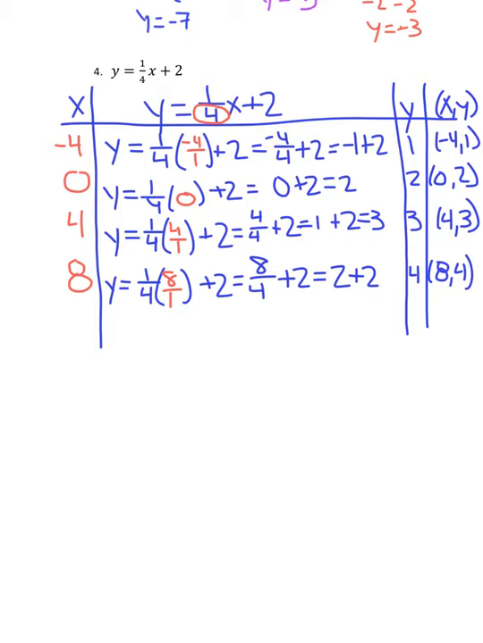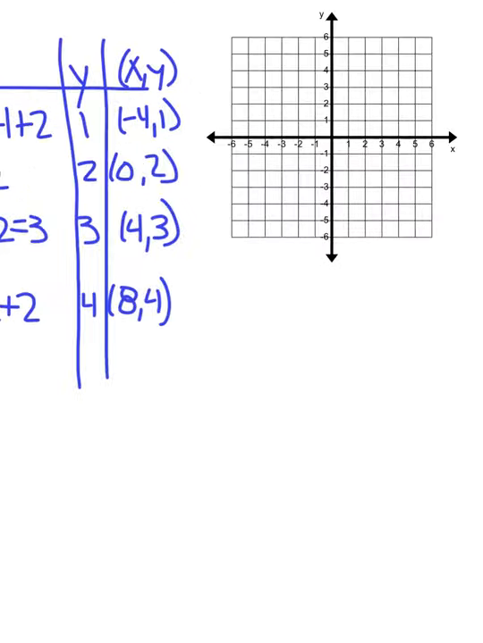So there we go. Now we've got 4 x inputs, 4 y outputs. Because we picked multiples of 4 for the x's, we got all whole numbers that are going to be super easy to graph.